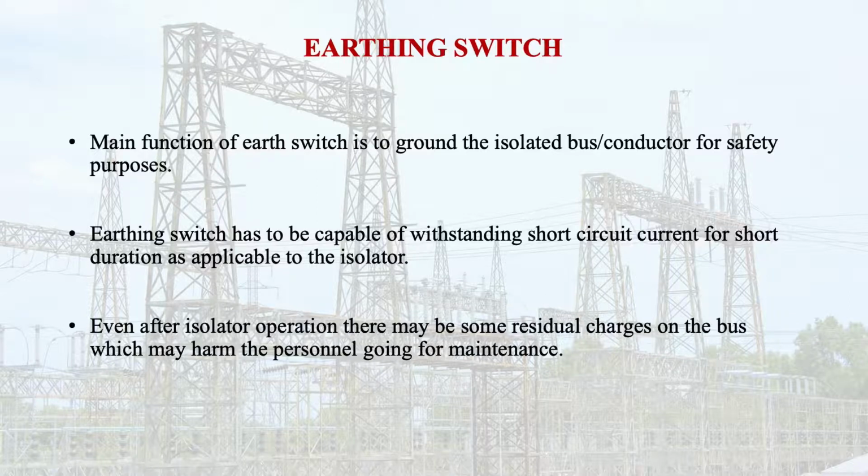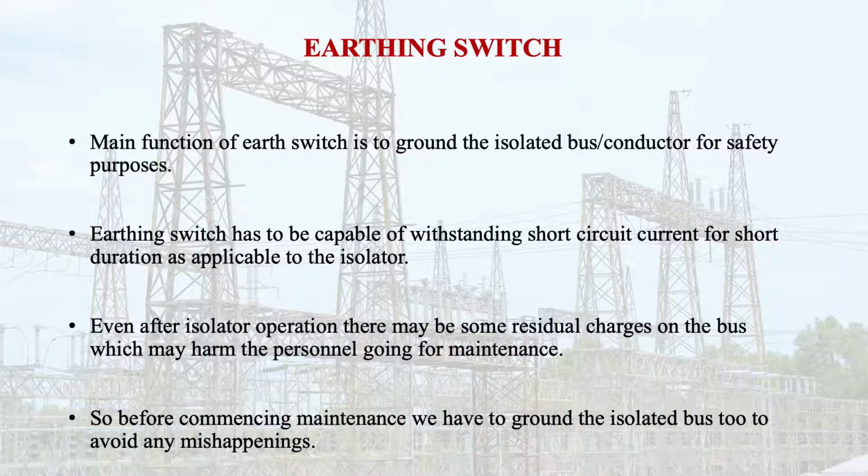Even after the isolator operation, there may be some residual charges in the circuit or on the bus, which may harm the personnel going for the maintenance. So before commencing maintenance, we have to ground the isolated bus to avoid any mishap. That means we are making it zero potential. For safety purposes, the use of the earthing switch is essential in order to avoid any residual charges which may be there in spite of the working of the circuit breaker and isolators.